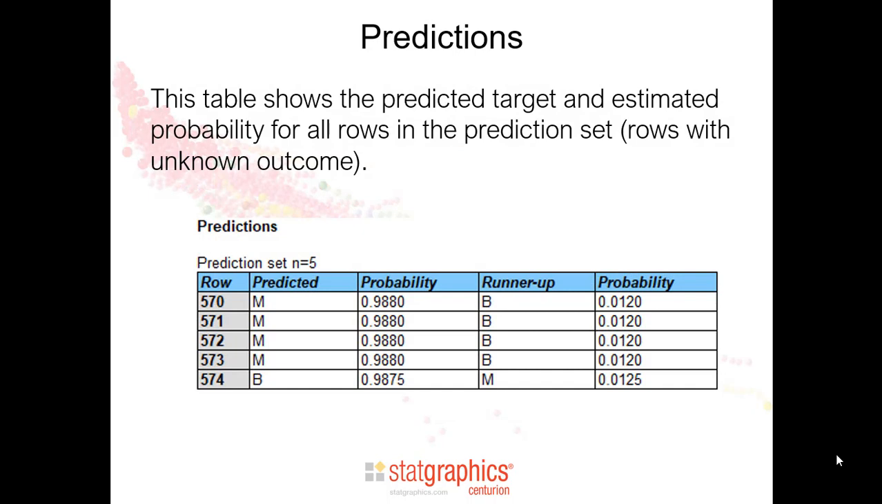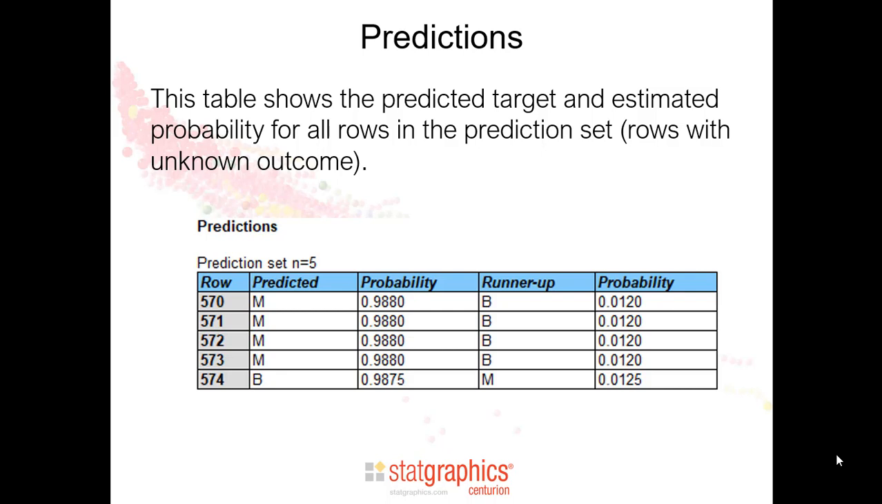Once the machine learning algorithm has been trained, it may be used to make predictions about additional cases where the target value is not known. Here I've added 5 additional rows to the bottom of the datasheet. Those rows have values for all of the features, but the target diagnosis is left blank.